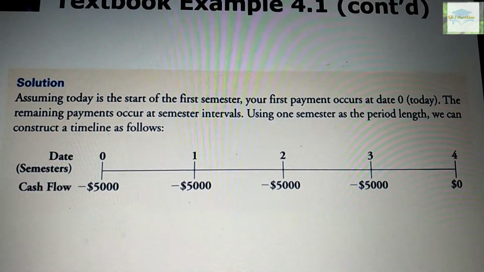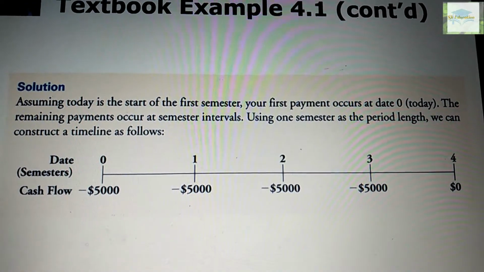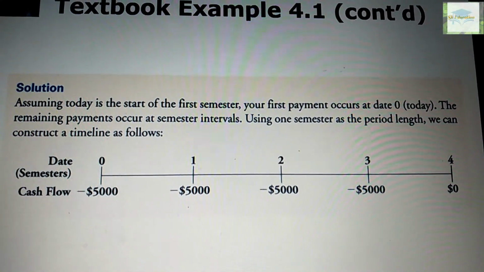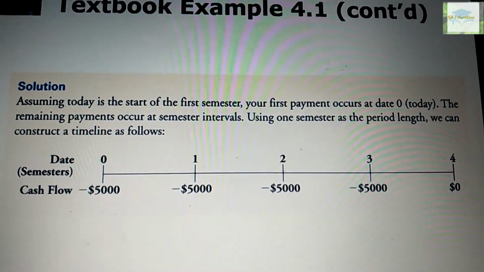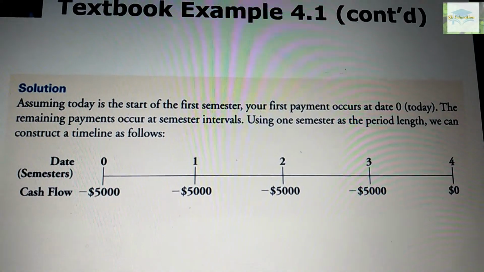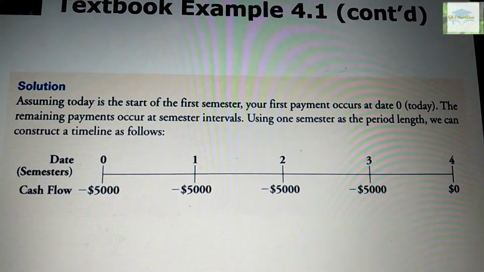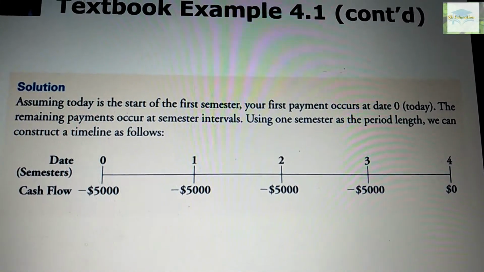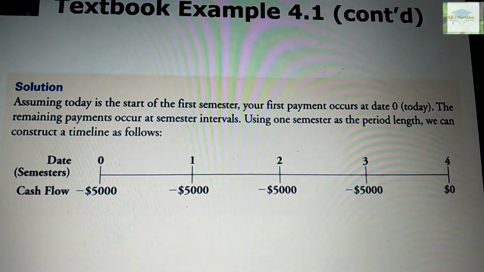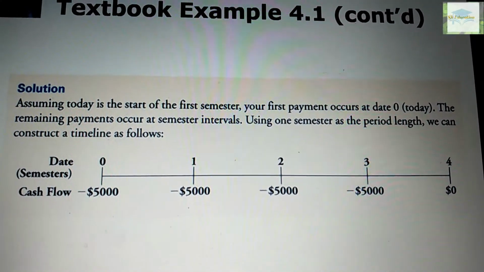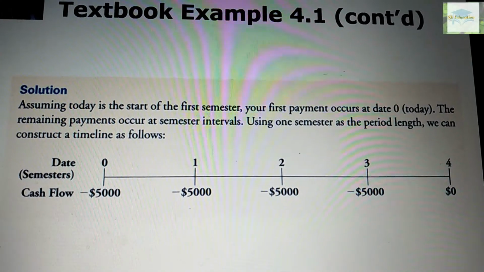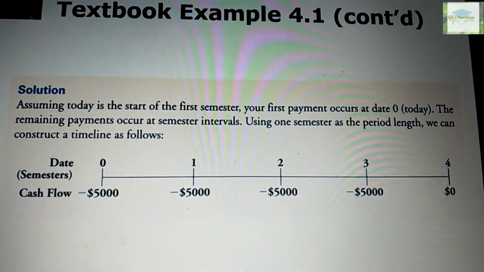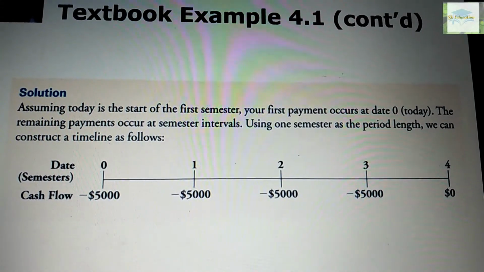One more thing, students, let's change the scenario. Assuming today is the start of the first semester, suppose the question says you are going to deposit your money in installments on a quarterly basis, starting at the end of every semester. Then you are not going to mention minus 5,000 under 0, because they're saying the end of each semester. So you will mention 5,000 under 1.